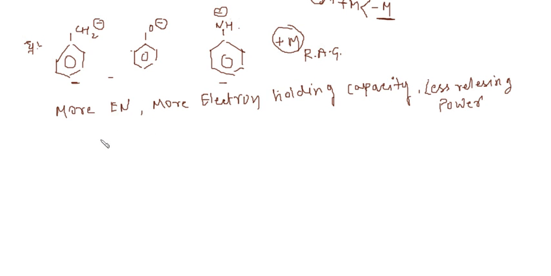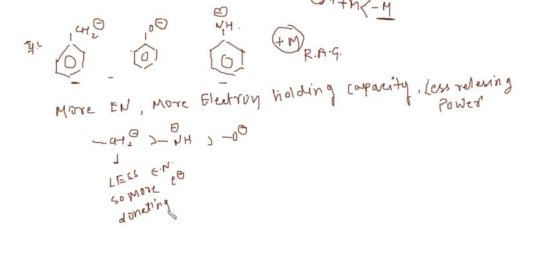Okay, so now if you see, CH2 minus is less electronegative than NH minus and O minus, so more electron donating tendency. Now if we compare, oxygen is more electronegative, that's why it is behind the nitrogen. Okay, so these are the electronegativity series. The most electronegative: fluorine, oxygen, nitrogen is approximately equal to chlorine.